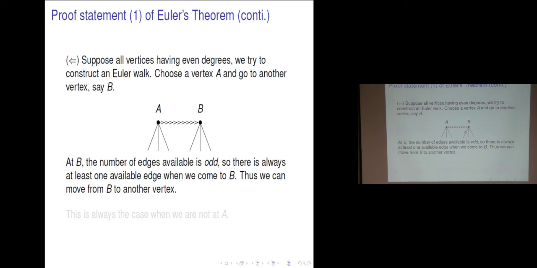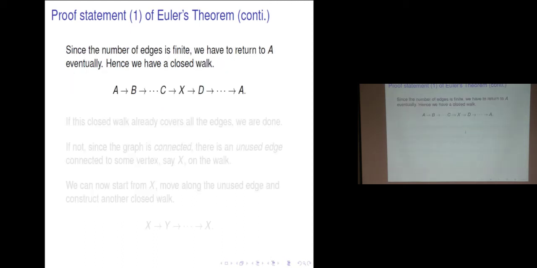I don't care which one you go. Okay? So then you go from B to another vertex. You just try your luck. Just follow this. Okay, now since the number of edges is finite, we have to return to A eventually. Right? So you just try your luck, and maybe you return to the starting point. Maybe you go A to B and then somewhere and to C, and then in the end you hit A. So it's possible. Now if this exhausts all the edges, wow, this is lucky, right? I didn't even plan that, but I finished the task. So then we are done.